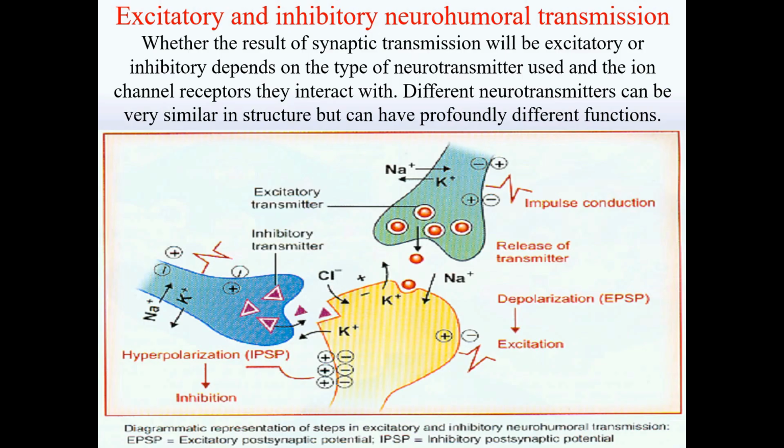Excitatory and inhibitory neurohumoral transmission. Whether the result of synaptic transmission will be excitatory or inhibitory depends on the type of neurotransmitter used and the ion channel receptors they interact with. Different neurotransmitters can be very similar in structure, but can have profoundly different functions. And in here you can see diagrammatic representation of steps in excitatory and inhibitory neurohumoral transmission.